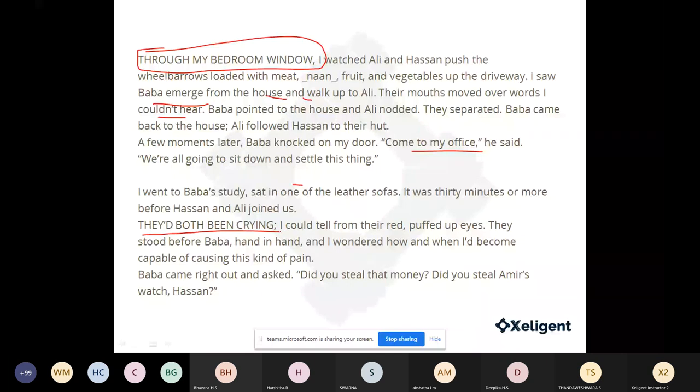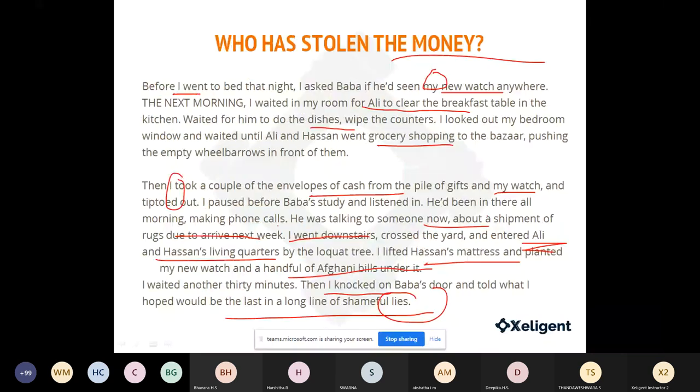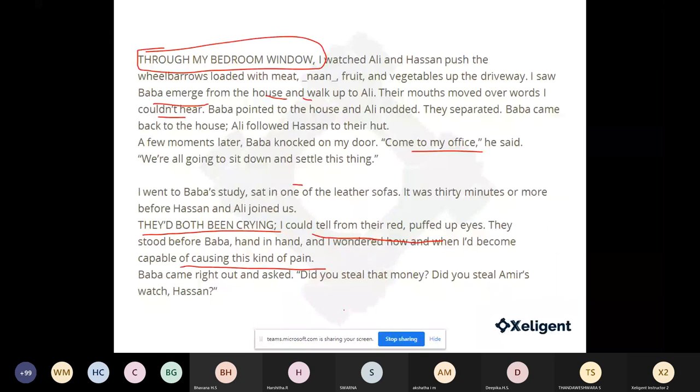They stood before Baba hand in hand, and I wondered how and when I would become capable of causing this kind of pain. So again, he is giving us one more important point. He has put Hassan and Ali into suffering by telling a lie. Okay, because in the previous slide it tells that it's a shameful lie, one among his shameful lies that the narrator has caused. Baba came right out and asked, did you steal that money?